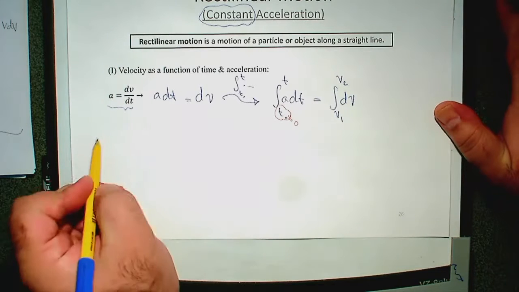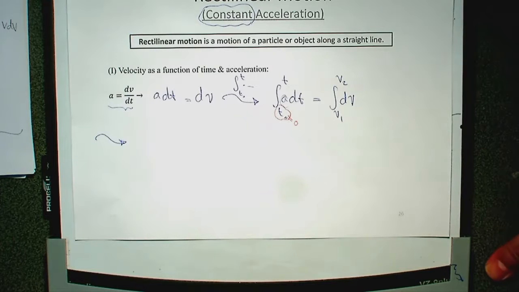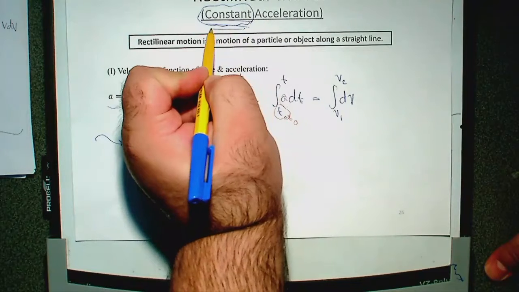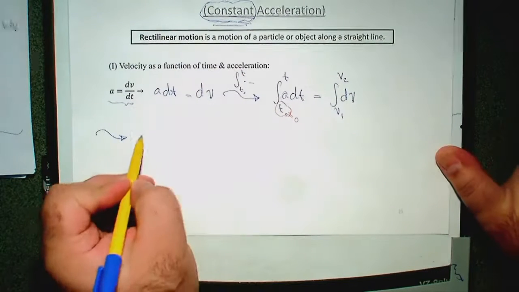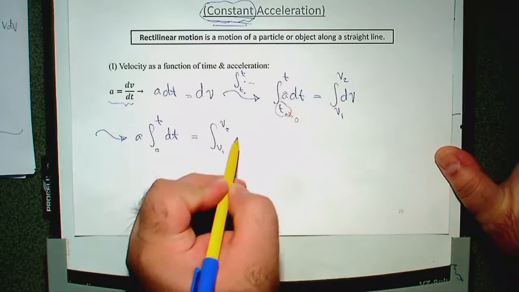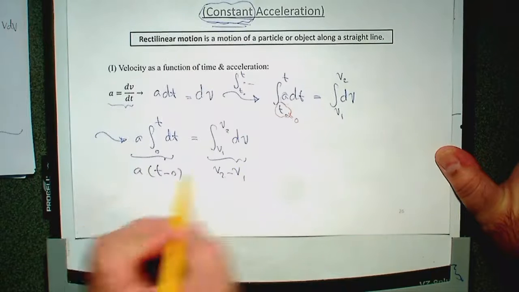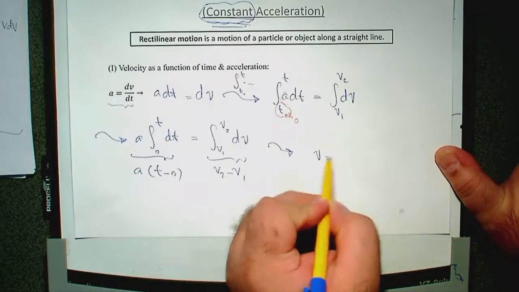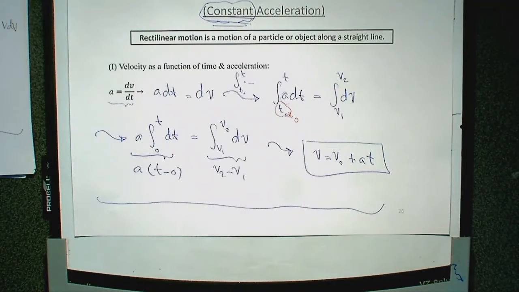Now, can I take the acceleration out of the integration? Why? Because we look at constant acceleration. You have to be very careful. If it's not constant, we are not allowed. Then we take it out, integral from 0 to t of dt. This is v2 minus v1, this is a t. Then v equals v naught plus a t. This is the first formula that later we will use for different examples.